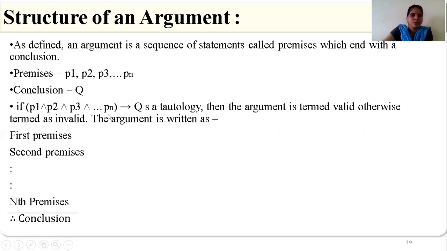Now, the structure of an argument: how should an argument be structured? As we know, it is a sequence of statements called the premises P1, P2, P3 up to Pn. The conclusion is represented with Q. If P1 and P2 and P3 and so on up to Pn implies Q is a tautology, then the argument is termed valid, otherwise it is invalid. Or we can write the first premise, second premise, up to the last premise, therefore the conclusion. This is the form to represent a valid argument.